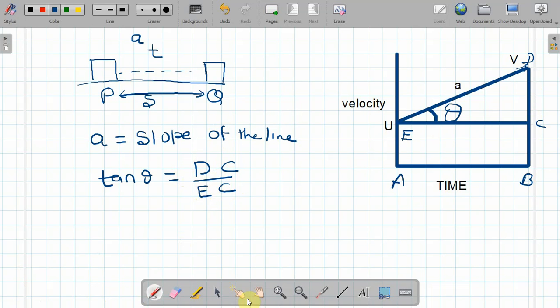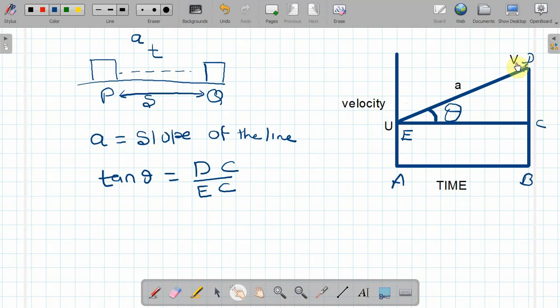If you see the value of DC, this is the initial velocity of the particle u. So the value of AE will be u. If AE is u, then CB will also be u, because this is a rectangle and opposite sides of a rectangle are equal. So this is u, then this is also u. So this part will be u and this whole part will be v, because the final velocity is v. So this is the y-axis, because velocity is represented through the y-axis, so this is the full velocity point on the y-axis.